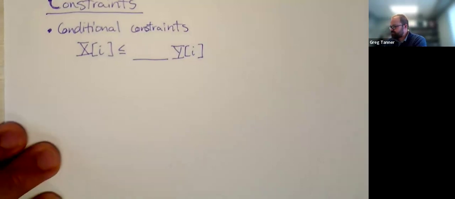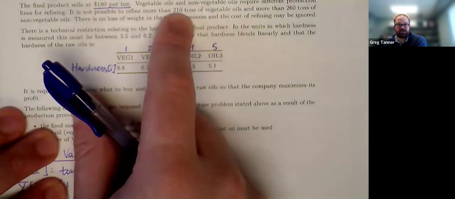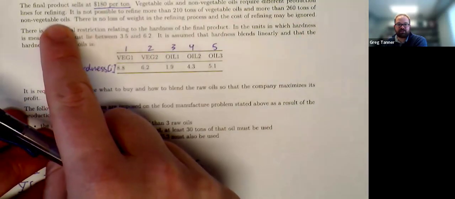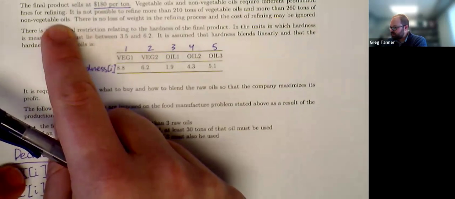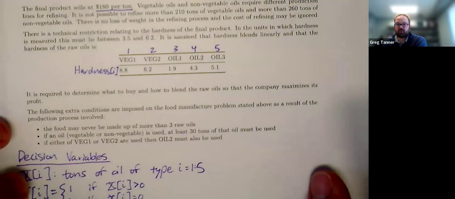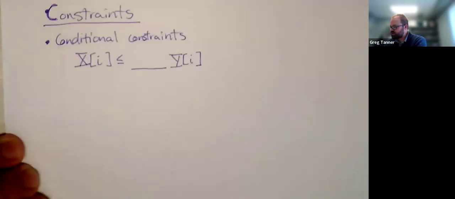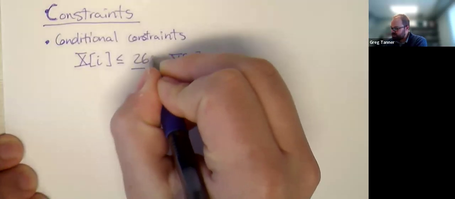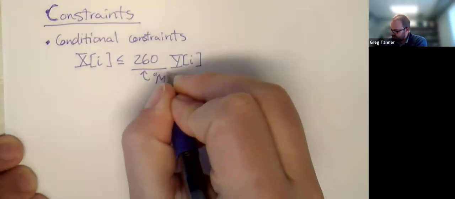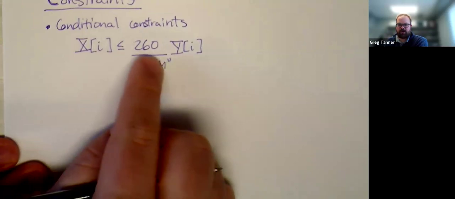Well, that comes in if we're reading the paragraph: the total amount of vegetable oils that we can produce is 210, and the total amount of non-vegetable oils all combined is 260. Taking the larger of those two, we know that we won't create more than 260 tons of any individual oil. And so we can use that as our big M. So this is the big M in that constraint.